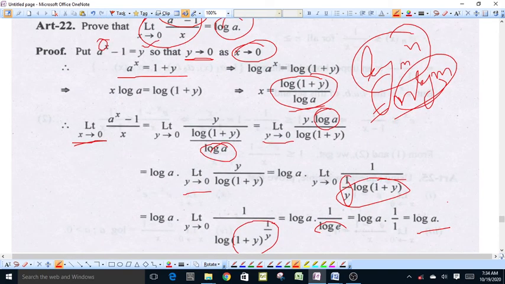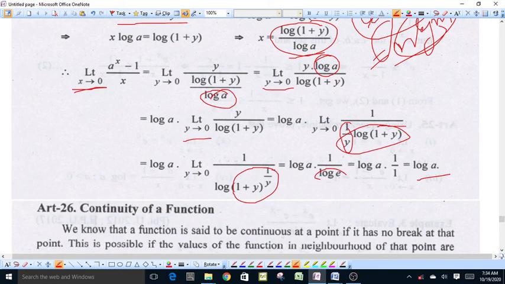So students, we have just seen many examples in which we have established some results which are very important to evaluate the limits of some important functions. In the next video, in the next lecture, we will study the continuity of a function. Thank you.